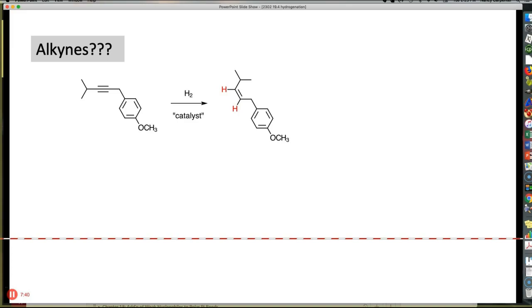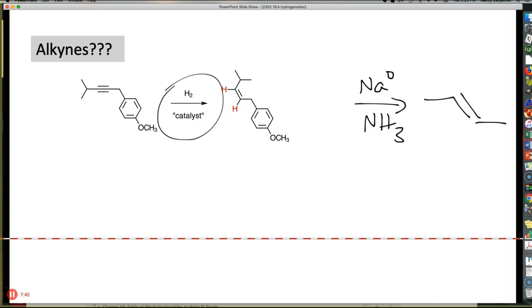We've already learned that if we want to make the E-alkene, we use the dissolving metal reduction, and that gives us the E-alkene. So now we're learning a way to control the stereochemistry in reducing an alkyne down to an alkene by the addition of hydrogen and a catalyst.